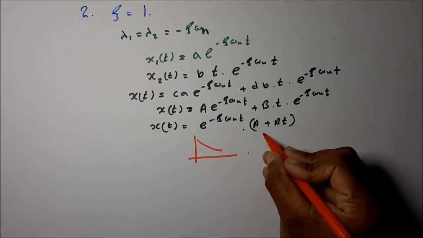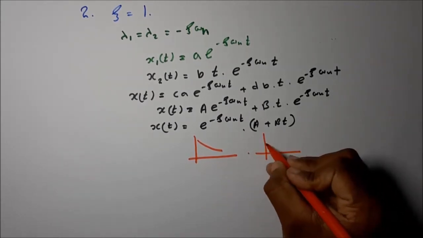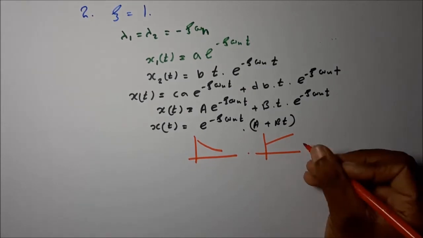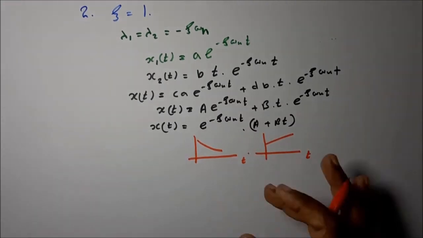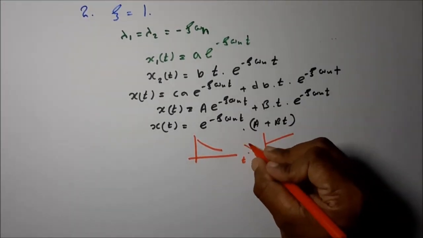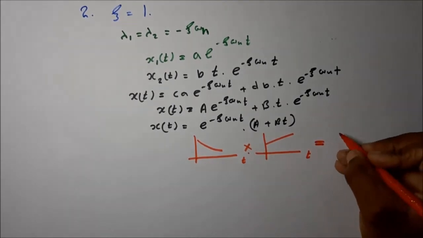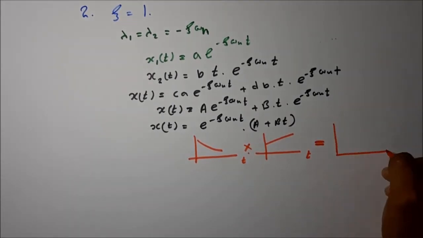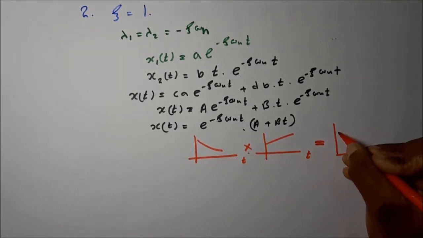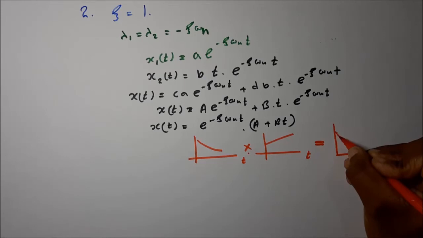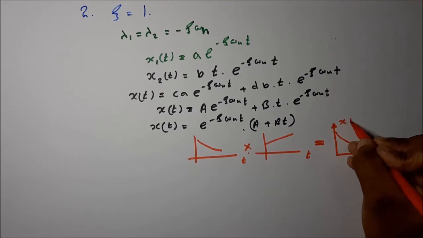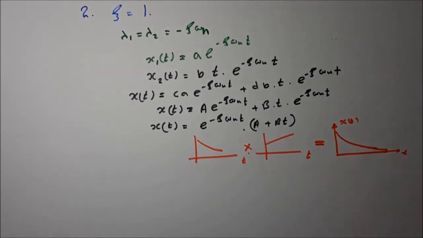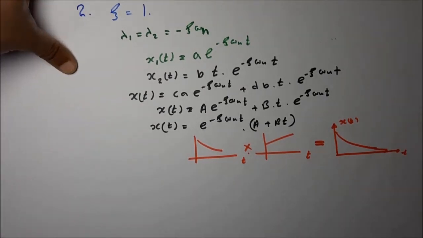Then this is the linear curve, like this. For this term, the multiplication of this term gives this kind of shape. This is multiplication, not addition. This is x(t), this is t. It is a multiplication system. Now I will elaborate this solution again.